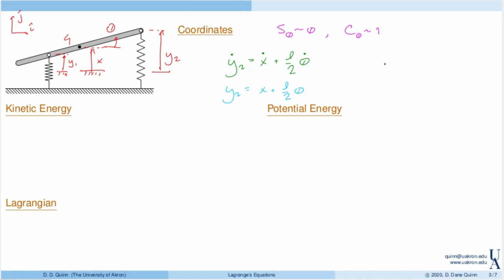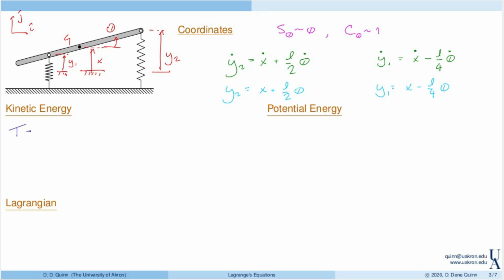Doing the same for the left, we see that y1 dot is again the velocity of the center, and now this relative velocity is in the minus j direction, so that would be minus L over 4 theta dot. So once again, relating the coordinates directly, y1 is x minus L over 4 theta. So now let's turn to the kinetic energy. Well, this bar is moving in a general fashion.